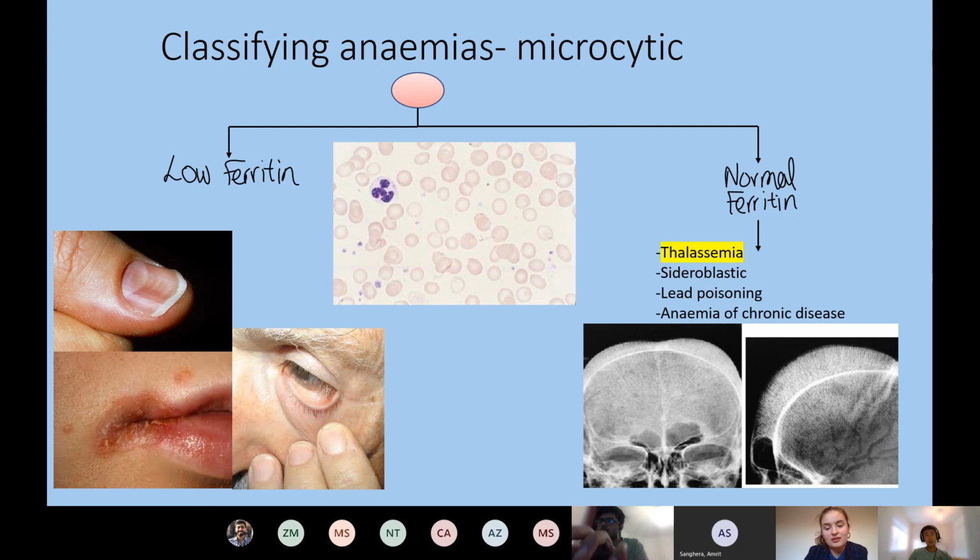They basically get red blood cell production in places that aren't just the long bones, and they get this hair on end appearance of their skull. So they'll get an enlarged forehead, and you'll be able to see this hair on end appearance, but we'll go over that another time. Maybe it can just be floating in your mind.